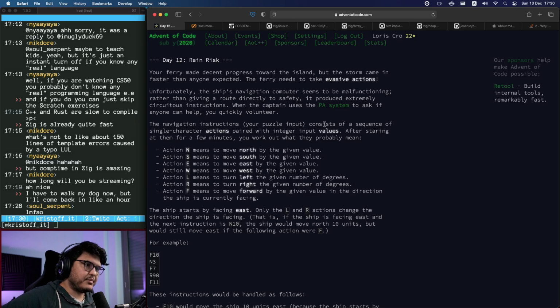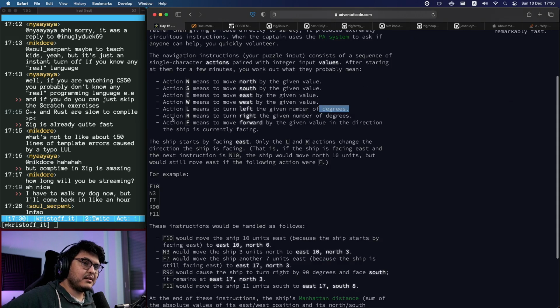The navigation instructions, your puzzle input, consists of a sequence of single character actions paired with integer input values. After staring at them for a few minutes, you work out what the problem means. So action N means move north by the given value, south do the same, east, west. Left means turn left by the given number of degrees. R means turn right by the given number of degrees. F means to move forward by the given value in the direction the ship is currently facing. The ship starts by facing east.